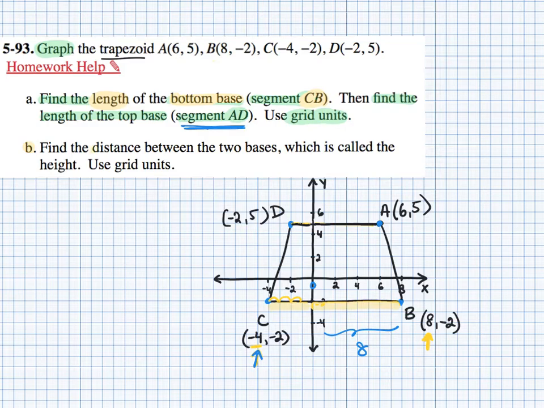It says find the distance between the two bases, which is called the height. Use grid units. Once again, let's go back. So we're doing the distance between the two bases. I'm going to highlight it, I'm going to use green. It's the distance from one base to the other. If I'm on this point right here, on top of the base, I go straight down using the grid, and that will be the shortest distance, called the height.